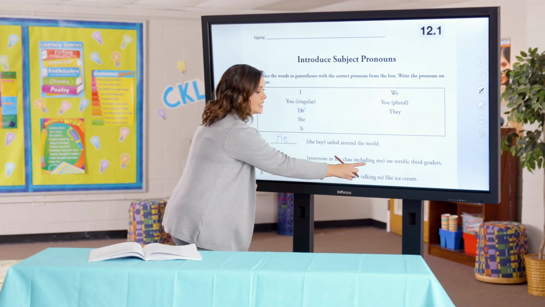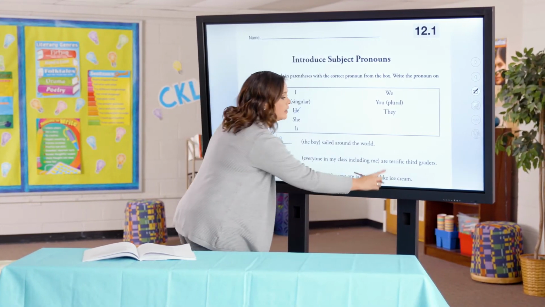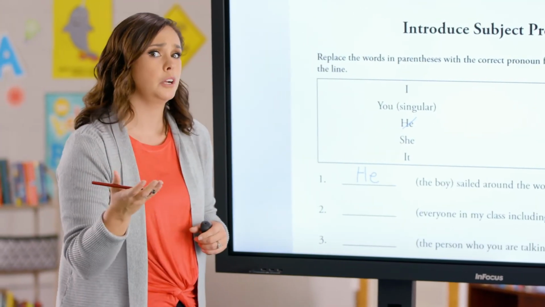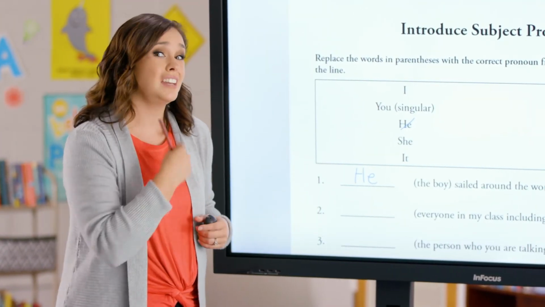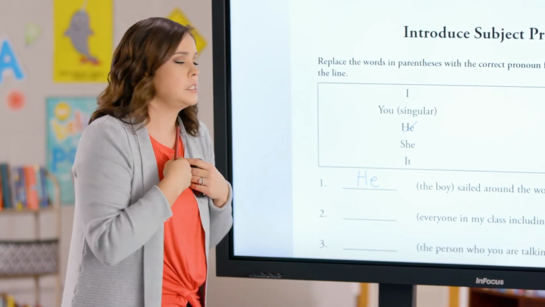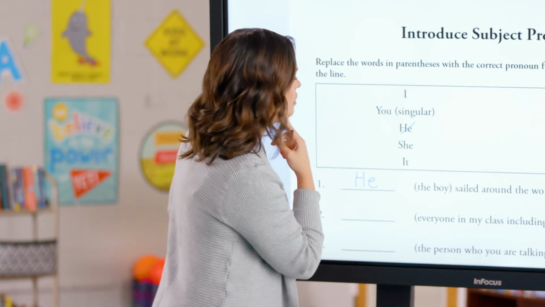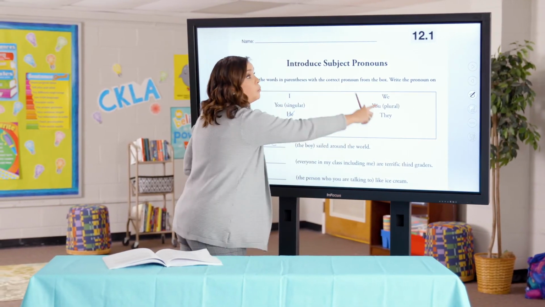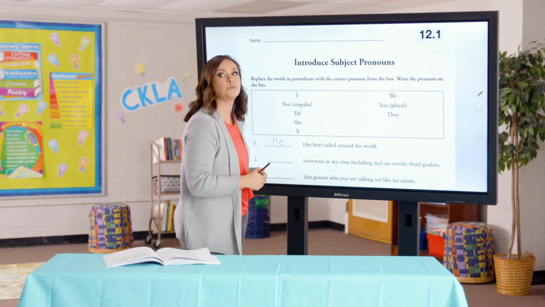Everyone in my class, including me, are terrific third graders. Well, this is plural because it's more than one, and it includes me, so it can't just be I because that would just be me. What's another one we could use? It can't be they because it includes me, but what about we? That one works perfectly.